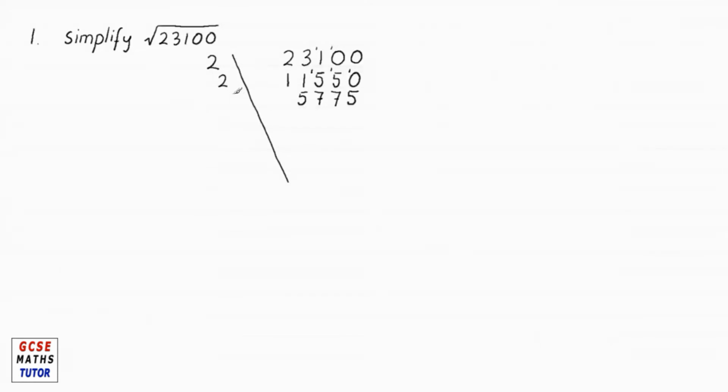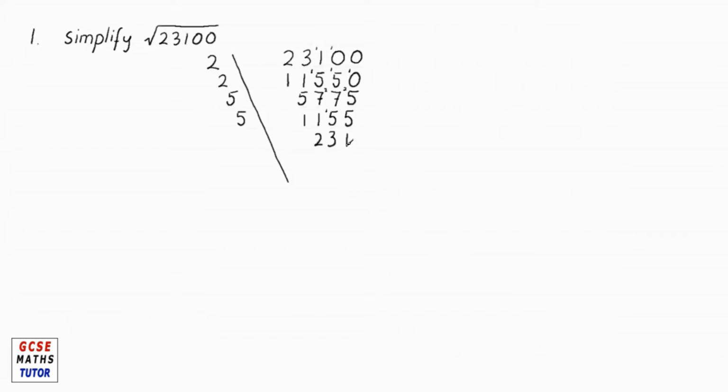Now we're left with 5,775, so we'll divide by 5. So 5 into 5 goes 1. 5 into 7 goes 1, carry 2. 5 into 27 goes 5 times, carry 2. 5 into 25 goes 5 times. The number ends with a 5, so let's divide again by 5. 5 into 11 goes twice, carry 1. 5 into 15 goes 3 times. 5 into 5 goes 1, so we're left with 231.